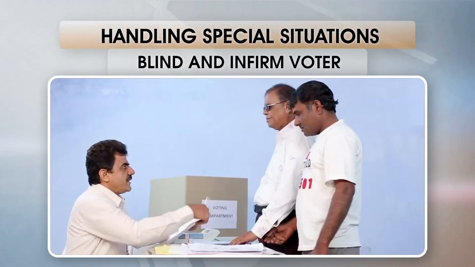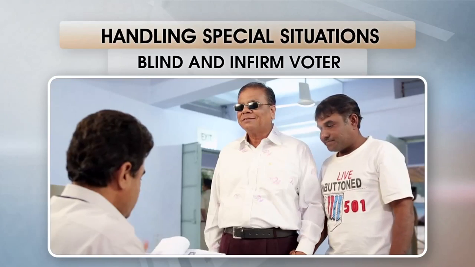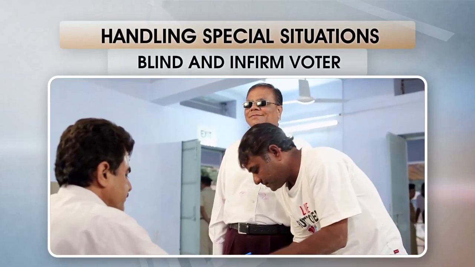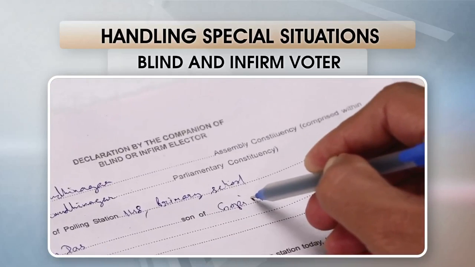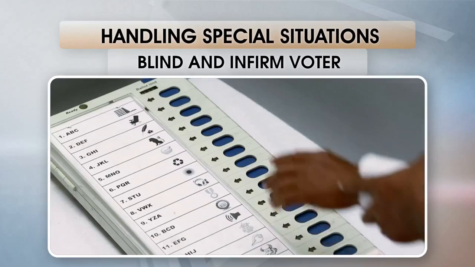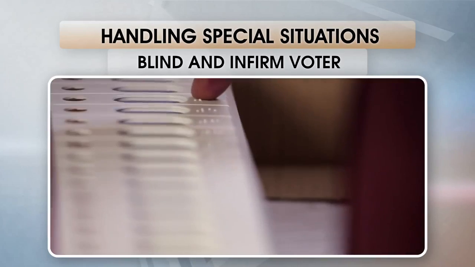Blind and infirm voter. In case of voting by blind and infirm voters, allow voting with the help of a companion if needed by the voter. This companion should not be less than 18 years of age and before voting needs to give a declaration on secrecy of vote and that he has not acted as companion of any other elector at any polling station on this poll day.